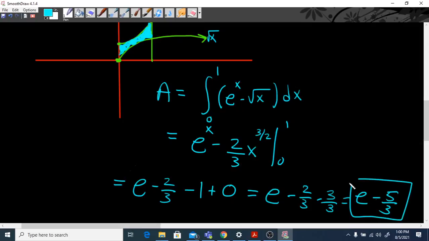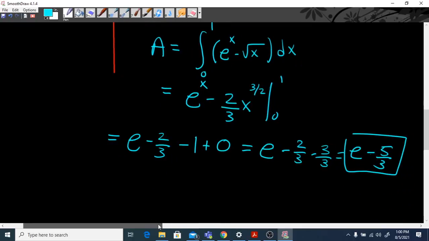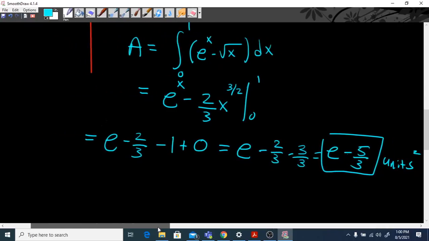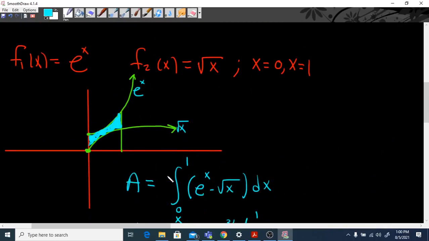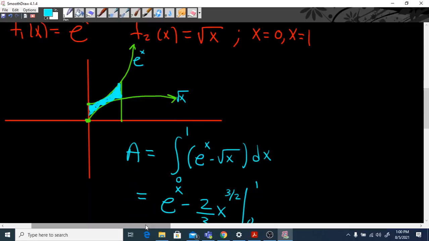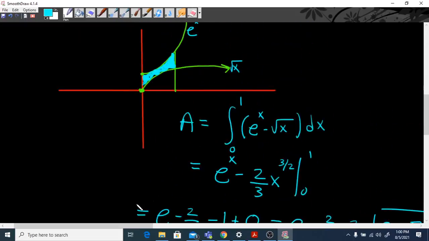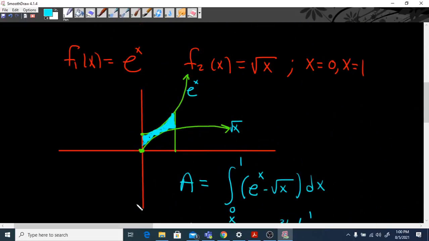There we go, and I happen to pull this one out of the book, and it's correct. It didn't give us units, so we can be safe and just say whatever the units are, they're units squared, because we're talking about area. Okay, all right. So there's that. We got the theory down. We have a simple example. There we go. Area between two curves.